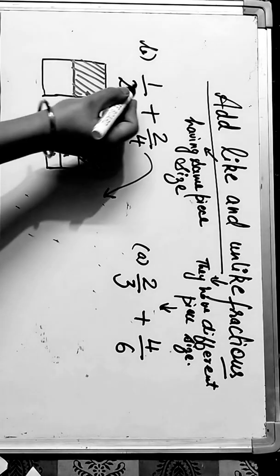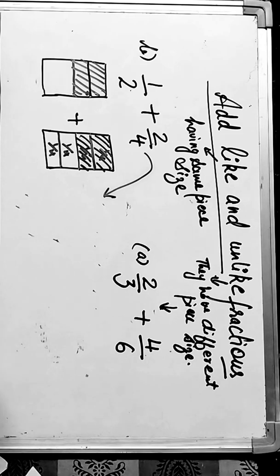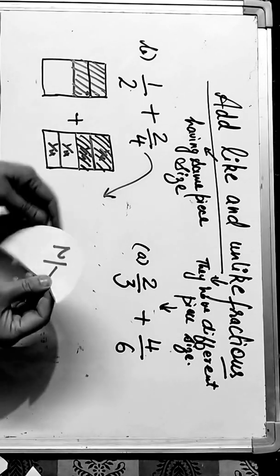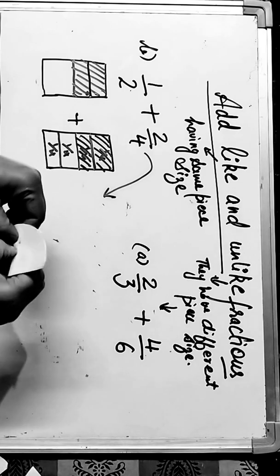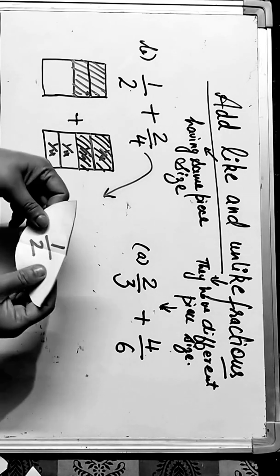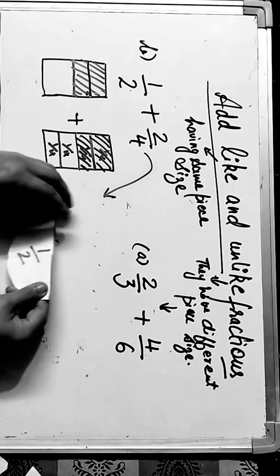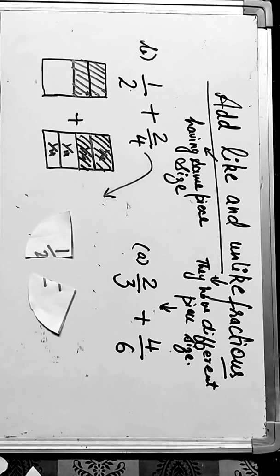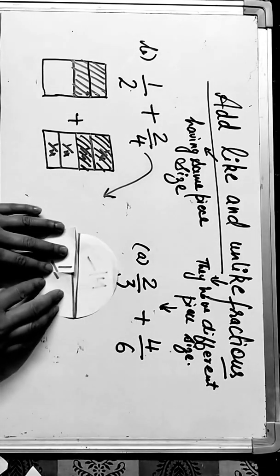To write this half, how many fourths can we take out from half chocolate? What do you think? If I have a half chocolate or a half pie, and I try to cut it into 2 parts, what should it look like? What type of piece size will it look like? If I cut it into this, it will look like this: half and half, 1 full.